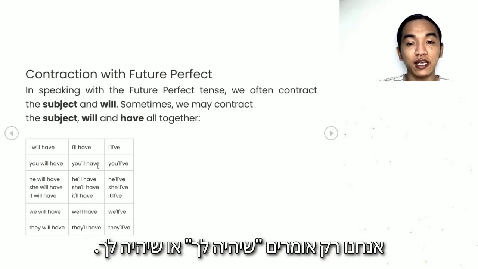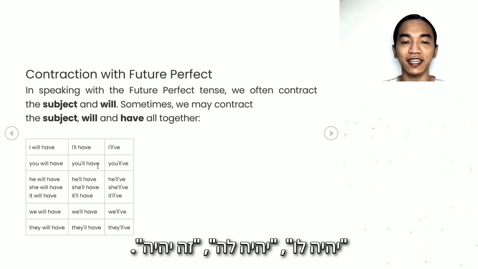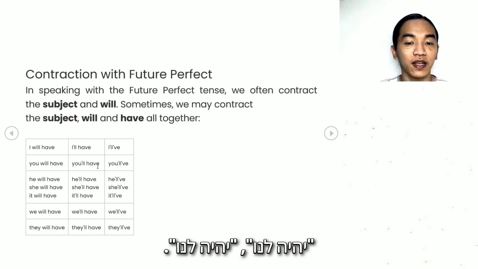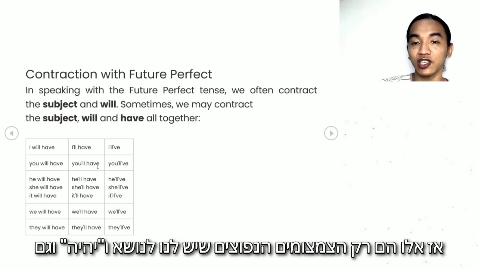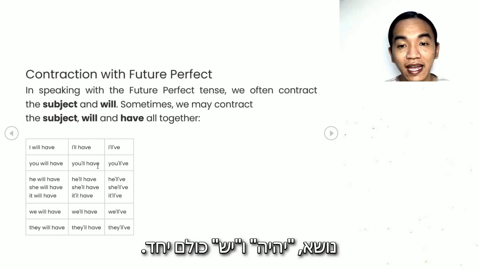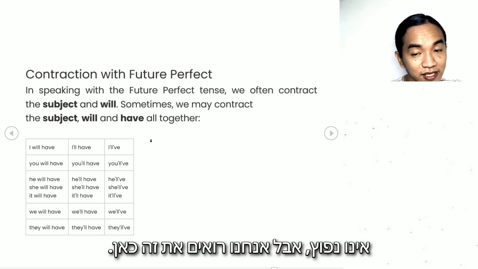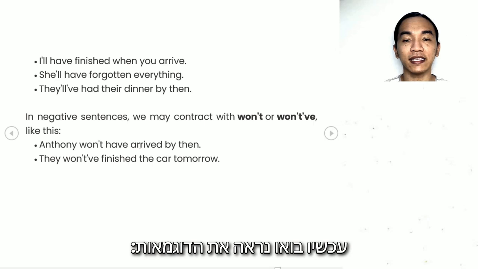You will have, we just say you'll have or you'll've. Okay, next, he will have, she will have, it will have. He'll have, she'll have, it'll have. Okay? We will have, we'll have. They will have, they'll have. So these are just the common contraction that we have for subject and will, and also subject, will, and have all together. Okay, remember the contraction for subject, will, and have all together is not commonly used, but we see it here. Okay, possible.